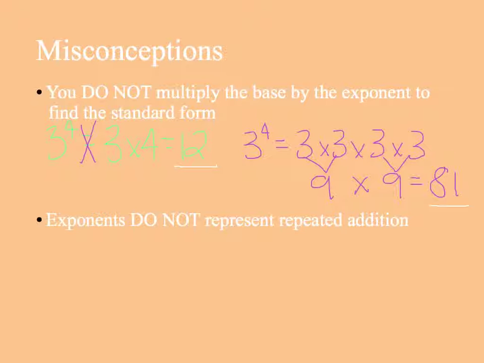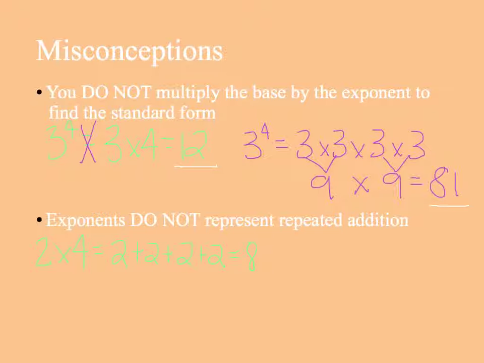The next misconception that I've included here is that exponents do not represent repeated addition. Back when you were learning multiplication in the very beginning, you were probably taught that multiplication is just another way of showing repeated addition. You just add this number together, in this case 2. You add it together 4 times. So we have 2 plus 2 is 4, plus 2 is 6, plus 2 is 8.